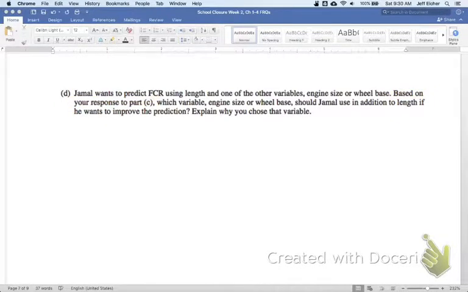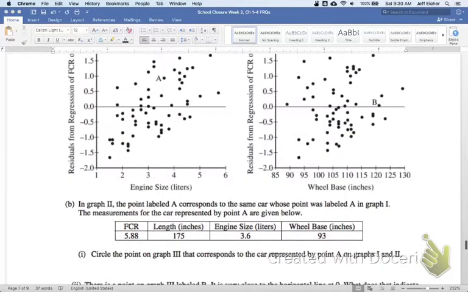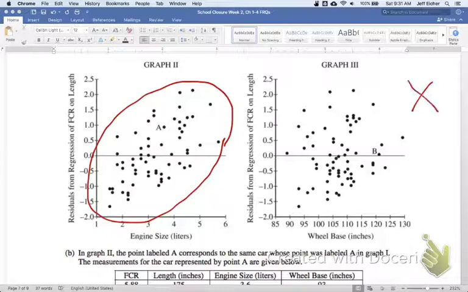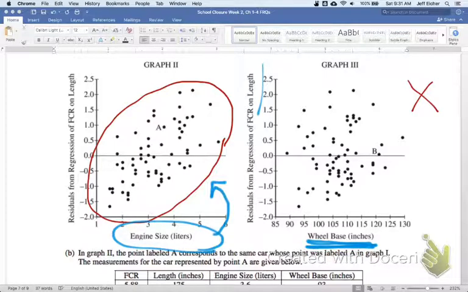If you remember in part C, we just said that this graph on the left has a stronger association than this graph. So we should choose engine size, because engine size does a better job at explaining the leftover association that there is with FCR. Wheelbase, however, doesn't really add anything in explaining the leftover pattern or leftover association between FCR and length.